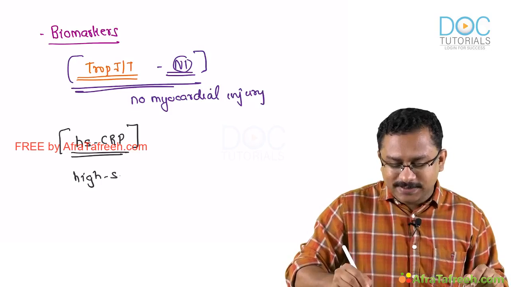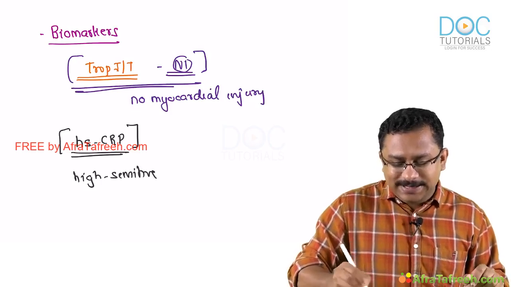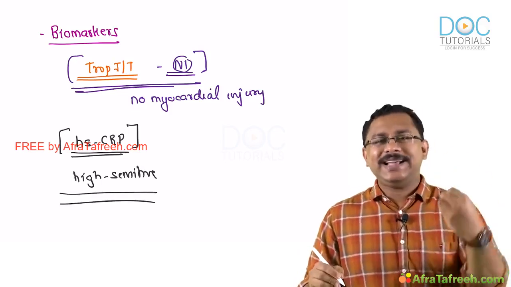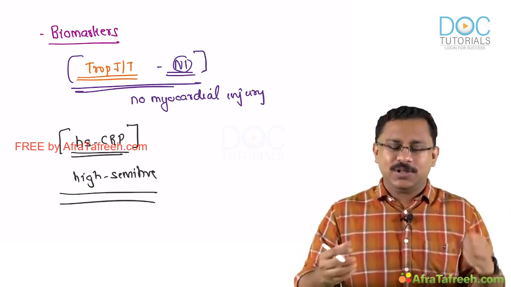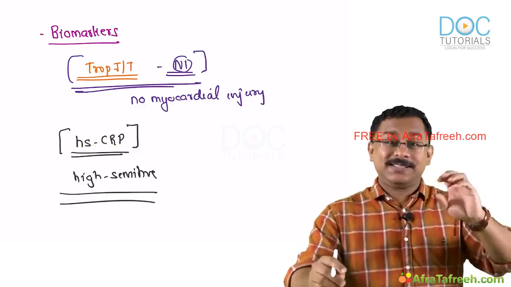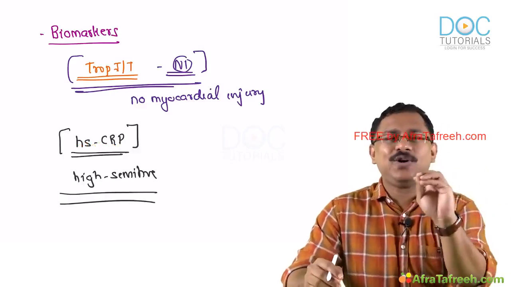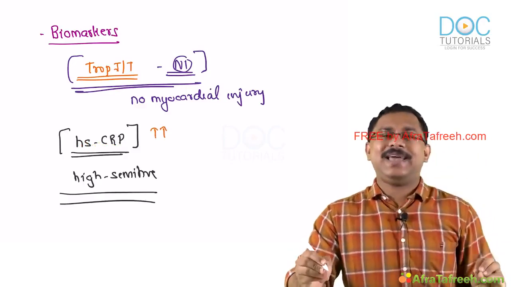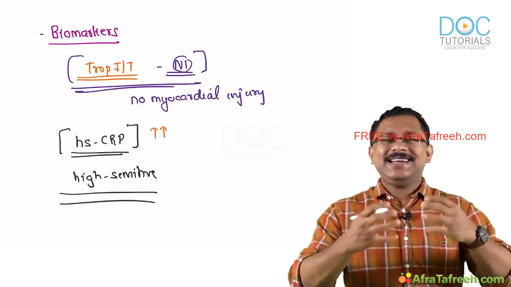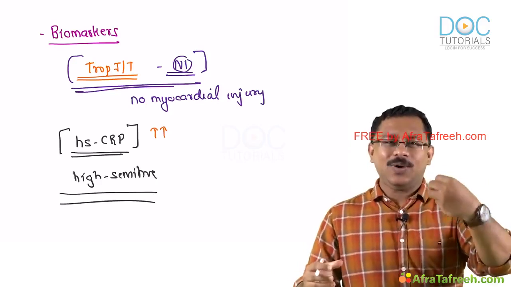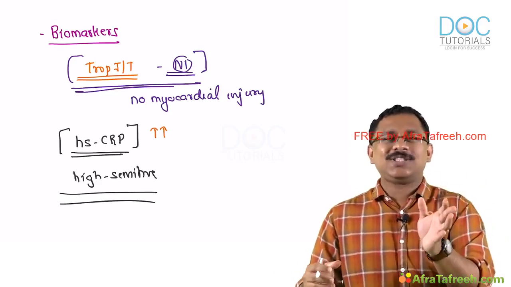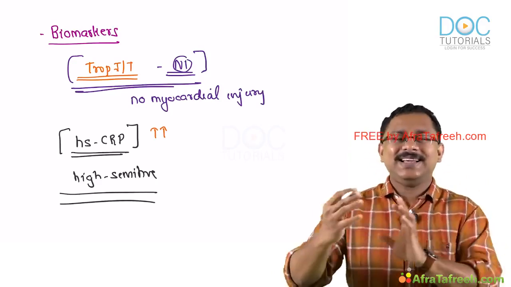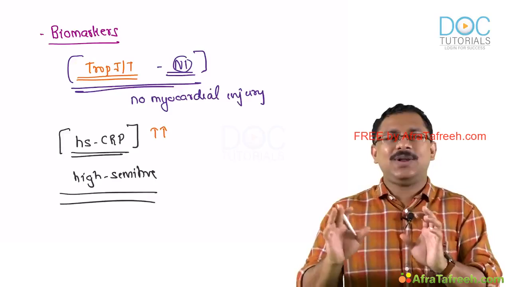High sensitive CRP is actually a biomarker that is likely to be raised in individuals with atherosclerosis, and especially those who are prone to develop coronary events. So you might find that the HSCRP may be elevated. That again is an indicator that this is one individual in whom the atherosclerosis is not to be taken lightly. There is an increased chance of coronary vascular events.